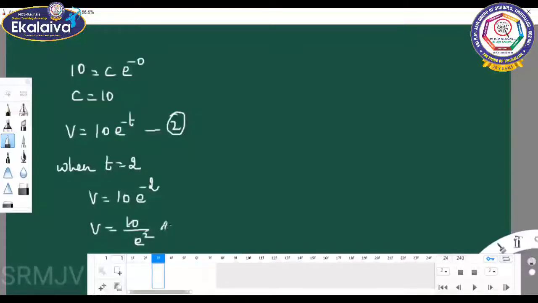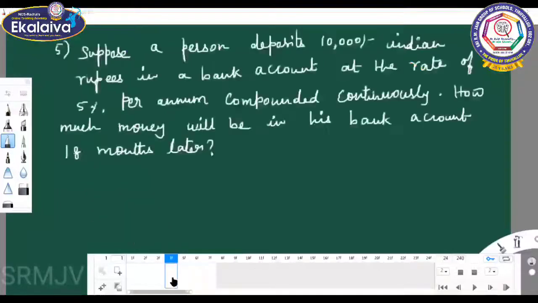Now we move on to the fifth sum. Suppose a person deposits 10,000 Indian rupees in a bank account at the rate of 5 percent.